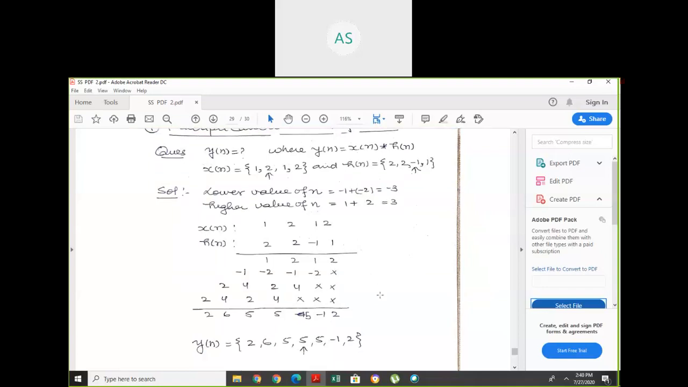Simple multiplication, 2 minus 1, 5, 5, 5, 6, 0, 0. And this lower one is minus 2, so minus 2, minus 2, minus 1, 0, 1, 2, 3. And this is the final result of convolution.